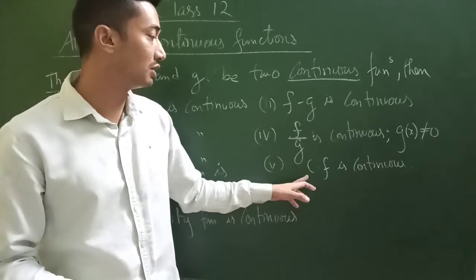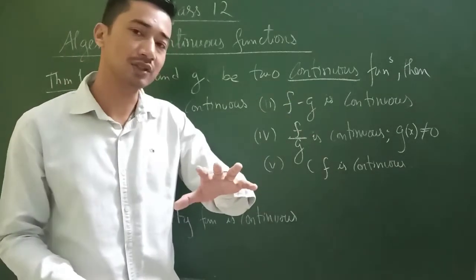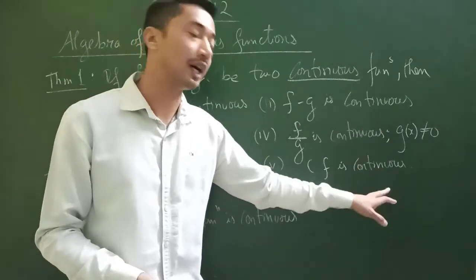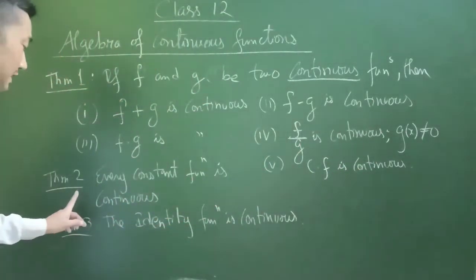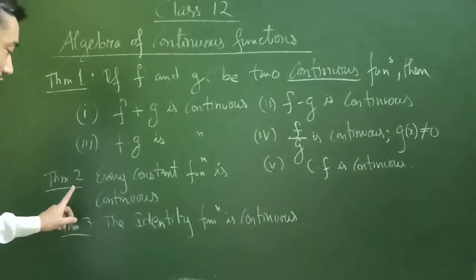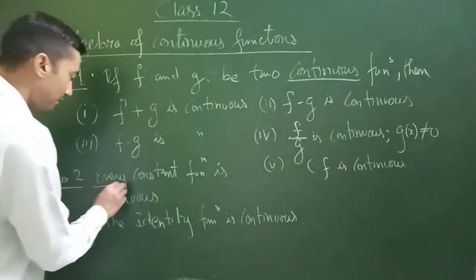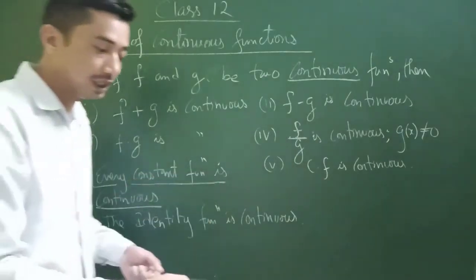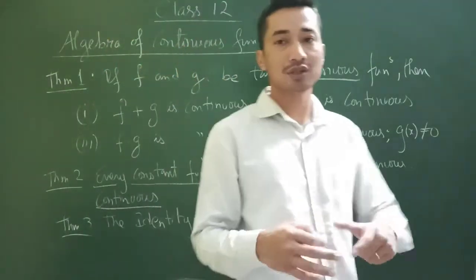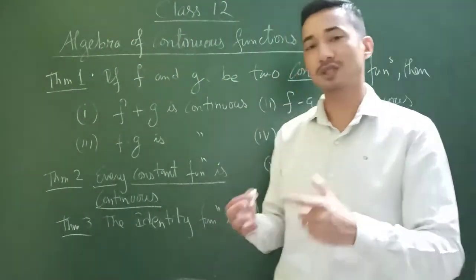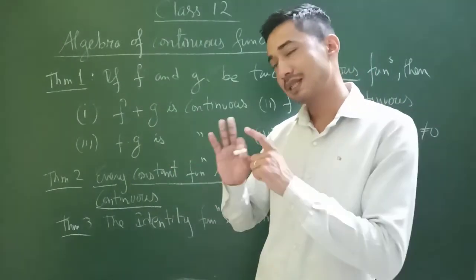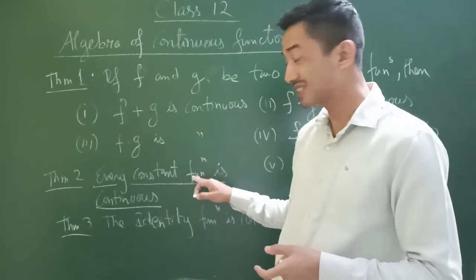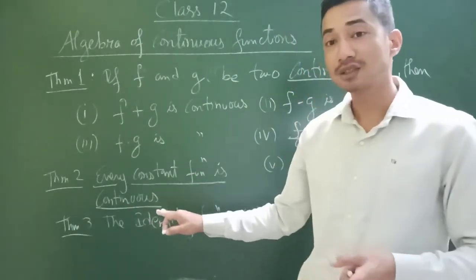And the fifth one, that is you multiply a continuous function with a constant, that will also be a continuous function. Why? Because theorem number 2, as I've given you here, states that every constant function is continuous. We don't have to prove that a constant function is continuous. It's a universal fact, it's a statement. So every constant function is of course continuous.